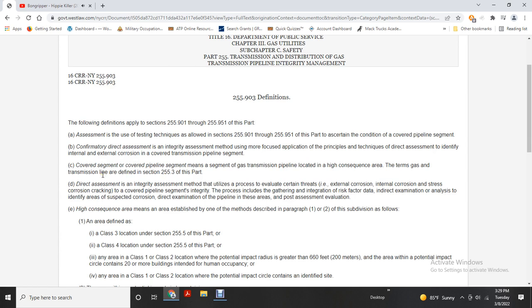Direct assessment is an integrity assessment method that utilizes the process of evaluating certain threats: external corrosion, internal corrosion, and stress corrosion cracking, to covered pipeline segment integrity. The process includes gathering and integrating risk factors, indirect examination or analysis to identify suspected corrosion, direct examination of the pipeline in these areas, and post-assessment evaluation.